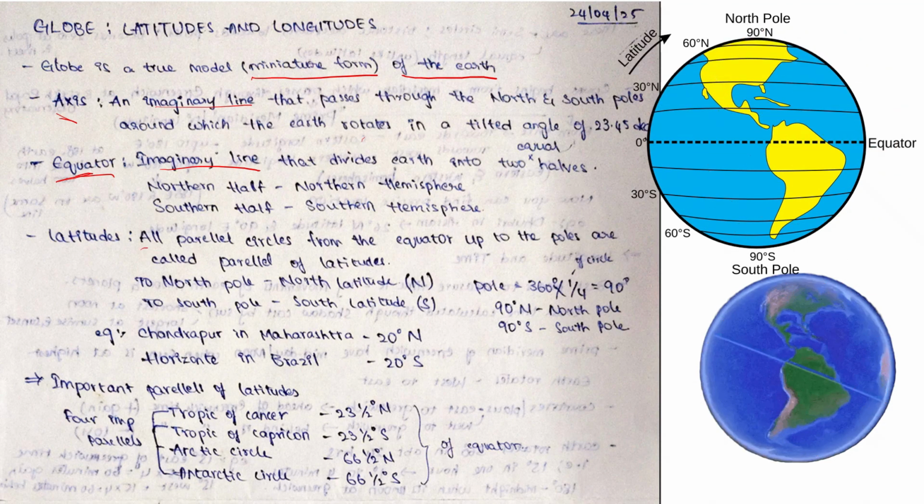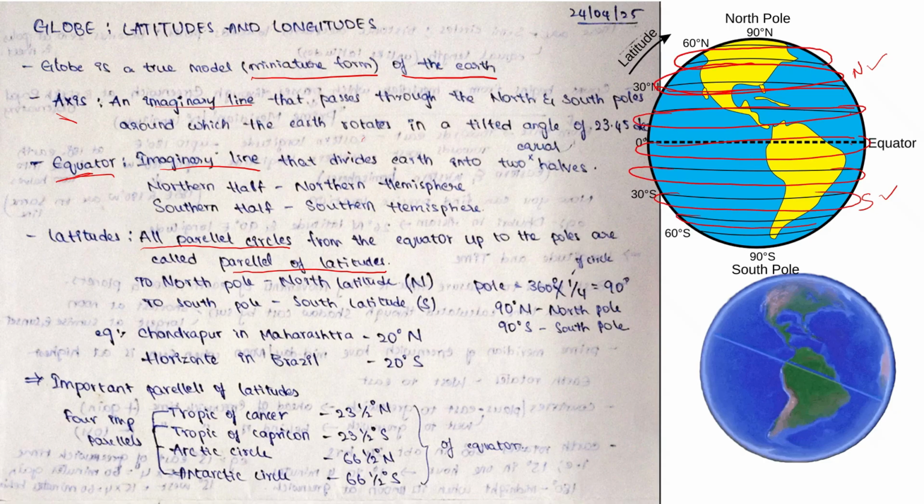Latitudes are all parallel circles from the equator up to the poles, called parallels of latitudes. To the north pole, they are north latitudes, and to the south pole, they are called south latitudes. So this is the equator. From here, all the latitudes to the north pole are called north latitudes, and to the south pole are called south latitudes, and they are indicated by the letter N and S respectively. Remember, latitudes are not just lines like equator or axis. They are circles, means they are rounding the earth, and they are parallel and they do not meet each other.